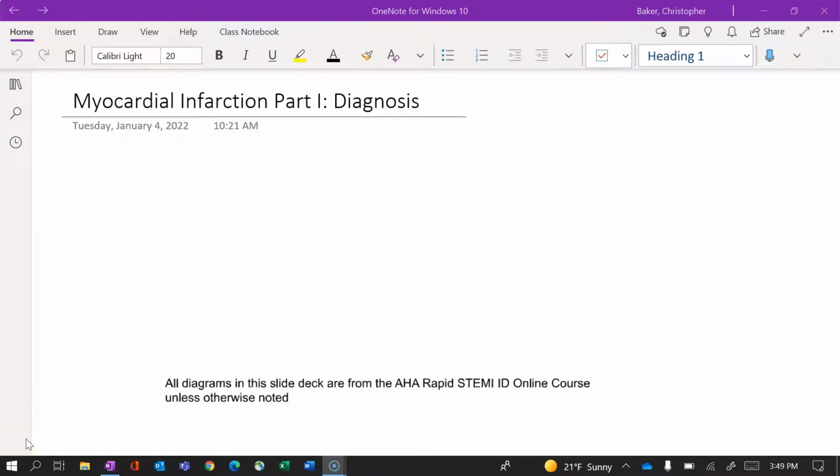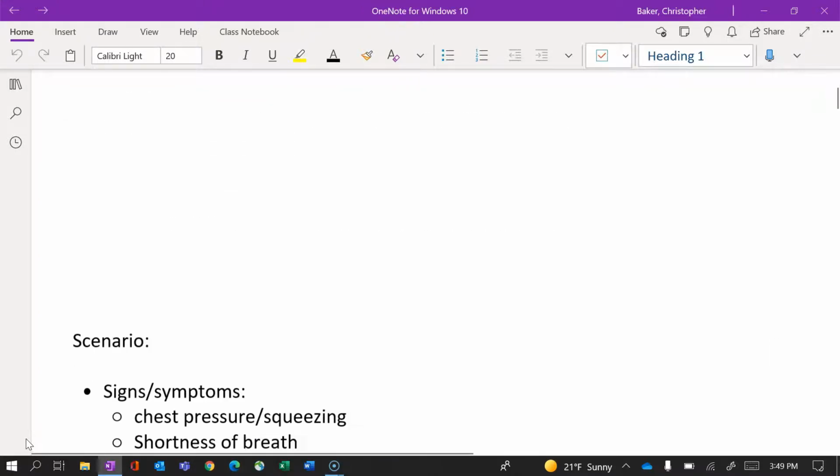So we're going to look at myocardial infarctions, otherwise known as heart attacks, and how they're caused and what they are and how to treat them. So let's take a look here.